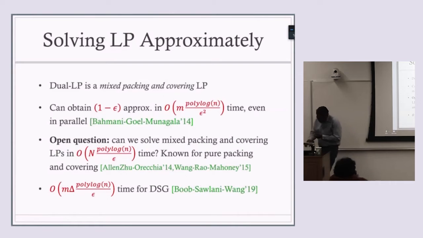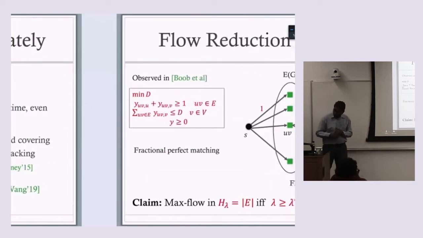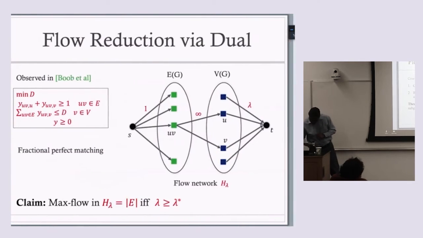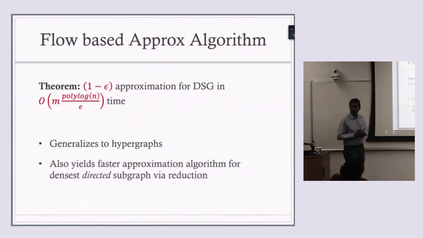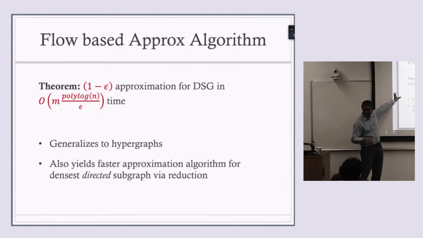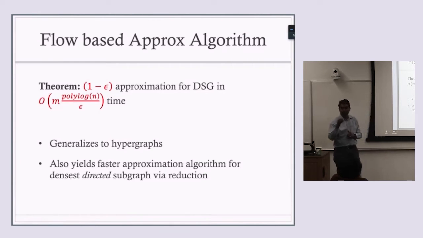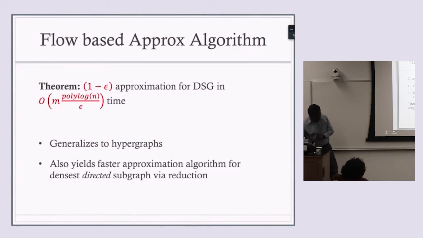Okay, so what did we get? What we show is that you can get one epsilon dependence for densest subgraph. This is not general. It's not for all LPs. For densest subgraph, you can get m polylog n over epsilon to get a 1 minus epsilon approximation. So that's just the running time, right? But let me tell you a little bit of what the main interesting observation is.